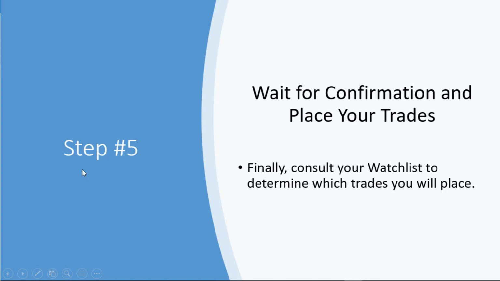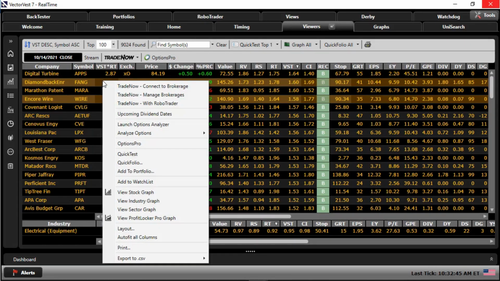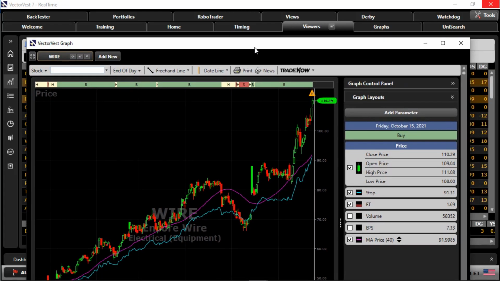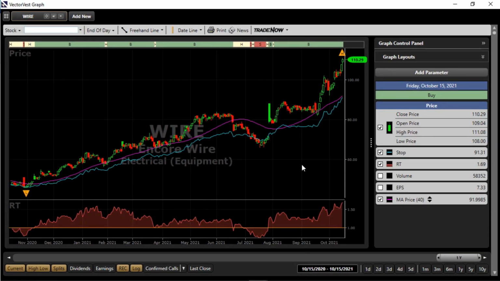Consult that watch list that you created of the 2 replacement stocks that you found the night before and determine which trades you will place. Well, how do we know which trade we'll place? I'm going to right-click. We're going to view the graphs. And this is now as of the hard right edge.